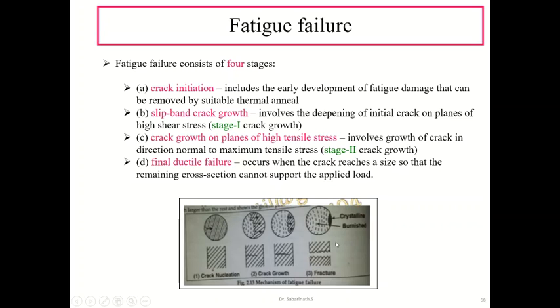The second stage, or stage 1 of the crack growth, is slip band crack growth, and it involves the deepening of the initial crack on planes of high shear stress. Next is crack growth on planes of high tensile stress, which involves the growth of the crack in a direction normal to the maximum tensile stress. Finally, the fourth stage is final ductile fracture, and it occurs when the crack reaches a size such that the remaining cross section cannot support the applied load. So finally, the material splits into two pieces.